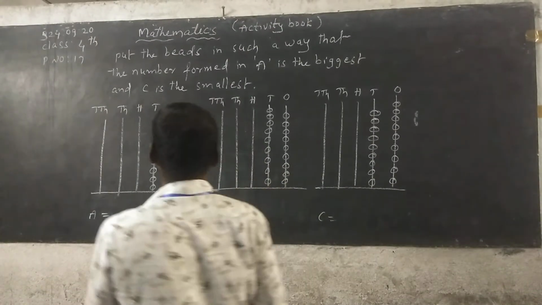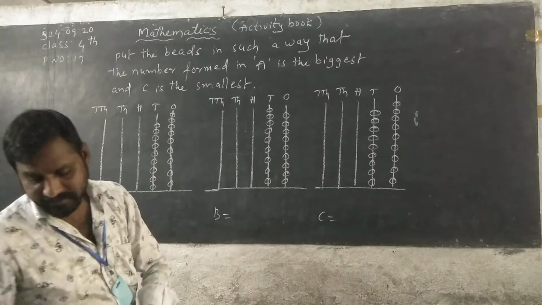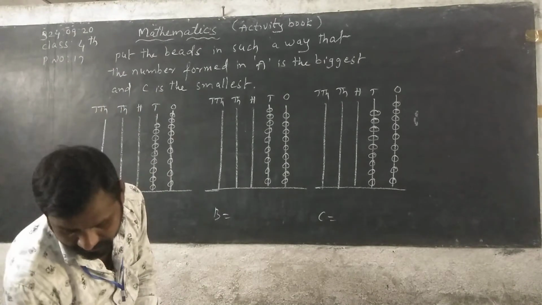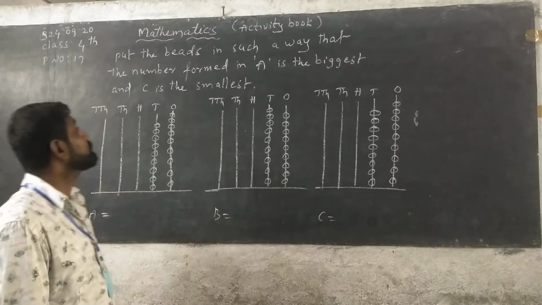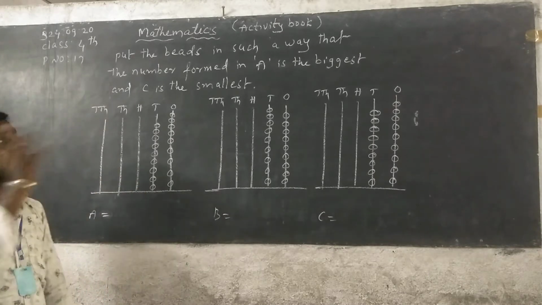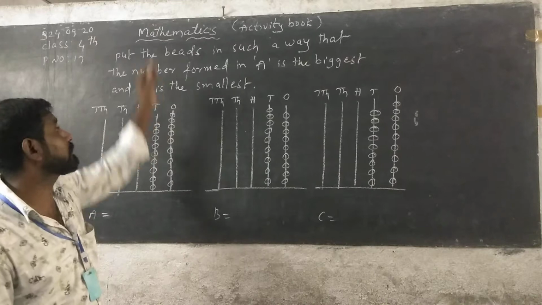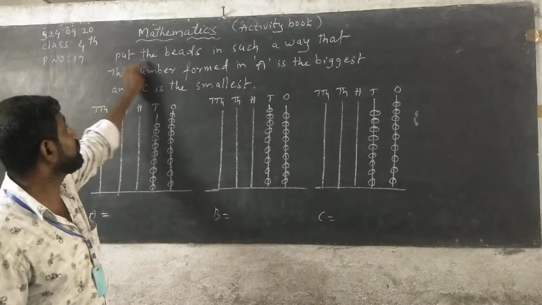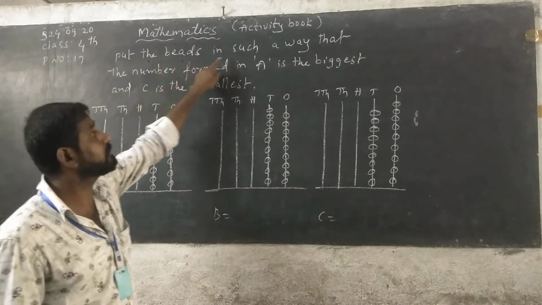See here, everybody, see your textbook. What is the condition? First of all, read. See here, look at the blackboard. I am writing the condition on the blackboard. Put the beads in such a way.